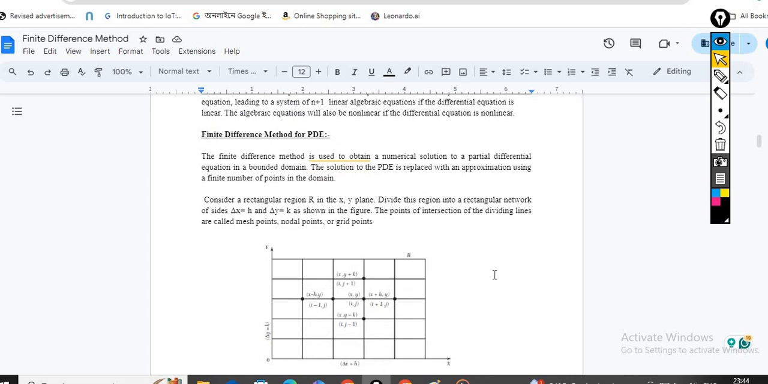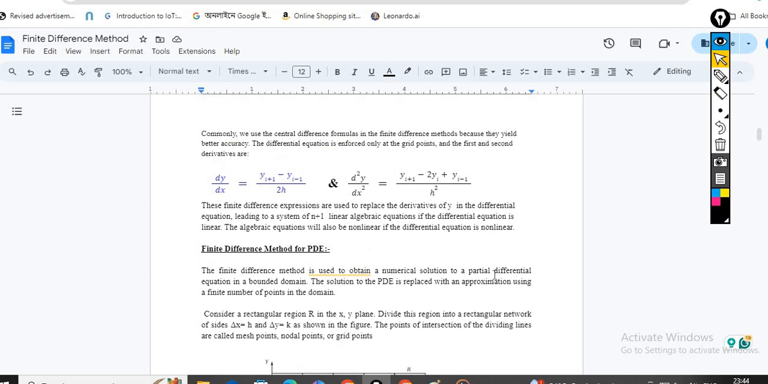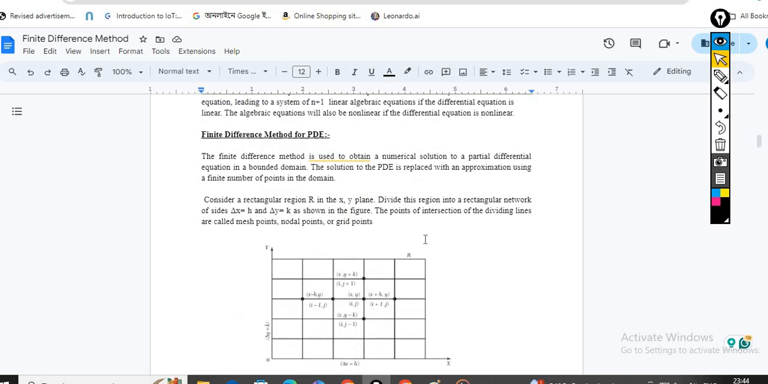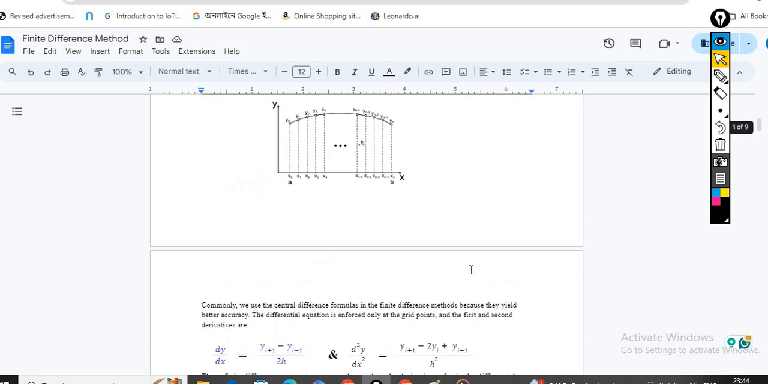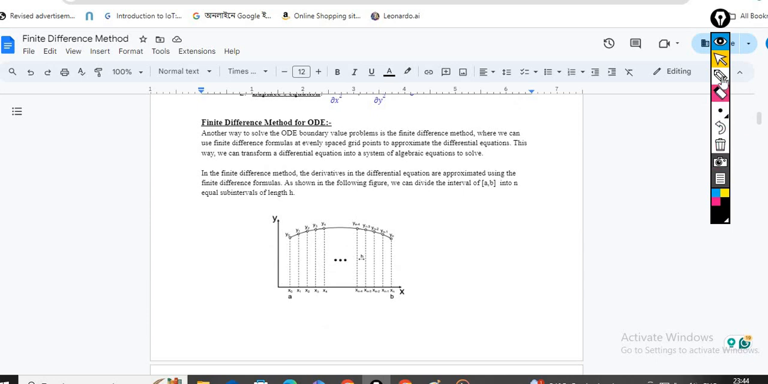Now in the case of a partial differential equation, the problem is a little bit more complicated. If the number of variables increases, the complication will increase. But in a general way, there are two-variable partial differential equations available, although partial differential equations with more variables are also available. Now to solve this problem, we can consider a single line.